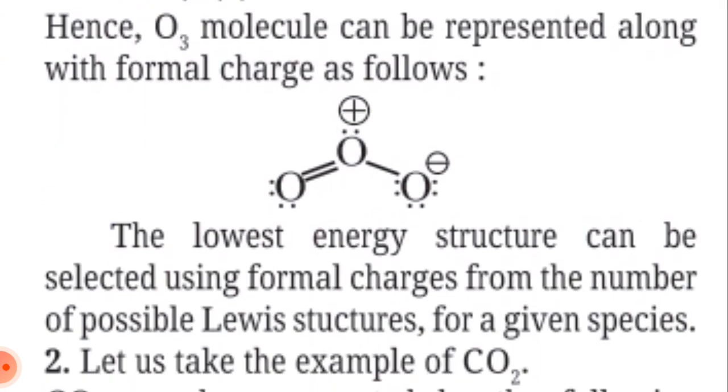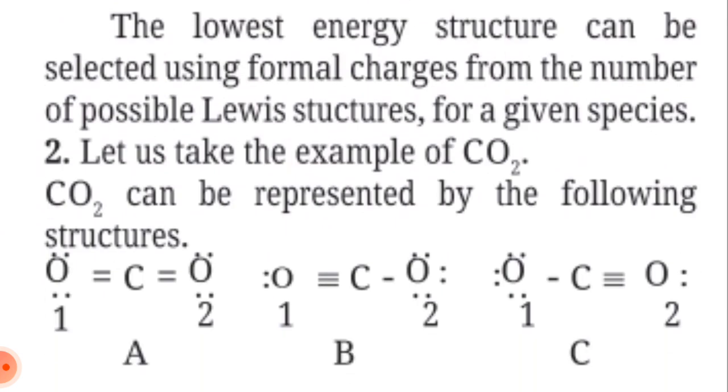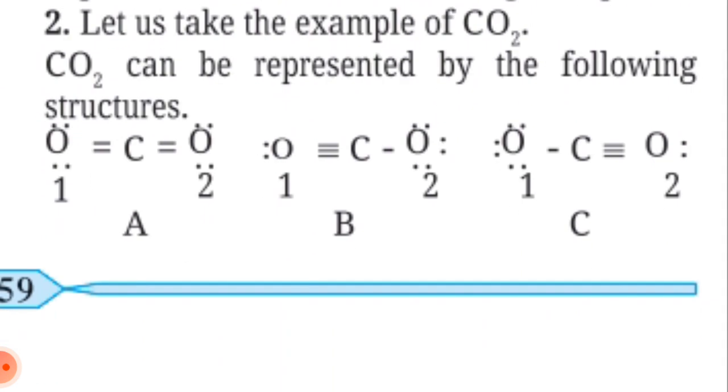Hence, the O3 molecule can be represented along with formal charge as follows: oxygen double bond oxygen plus single bond O minus. The lowest energy structure can be selected using formal charge from the number of possible Lewis structures for a given species. Second, let us take the example of carbon dioxide. Carbon dioxide can be represented by the following: O double bond C double bond O, O triple bond C single bond O, O single bond C triple bond O.